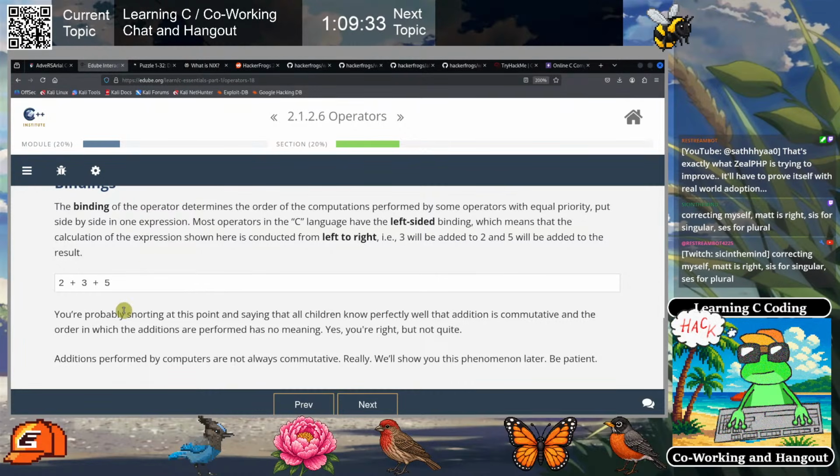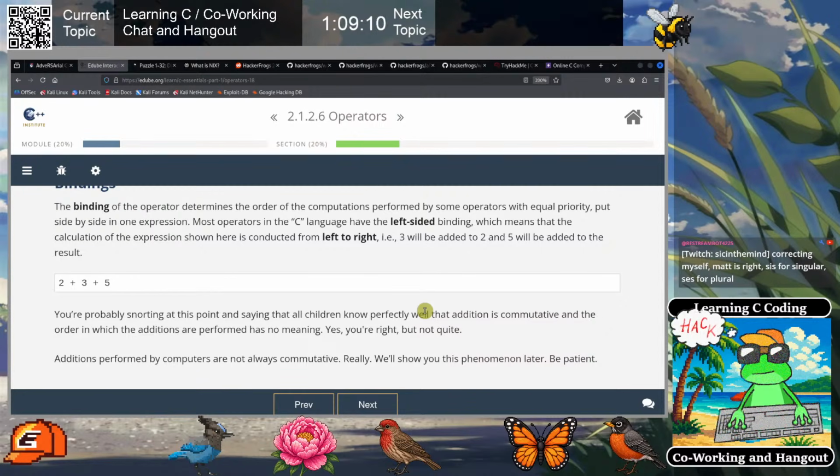Okay, so you're probably snorting at this point and saying that all children know perfectly well that addition is commutative, and the order in which the additions are performed has no meaning. Yes, you are right, but not quite. Additions performed by computers are not always commutative. Really, we'll show you this later, be patient, okay?